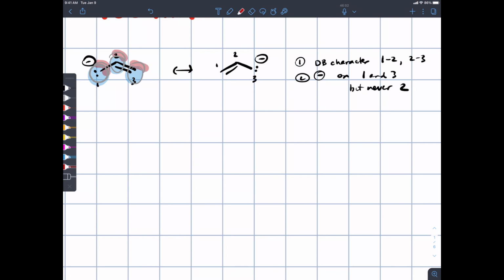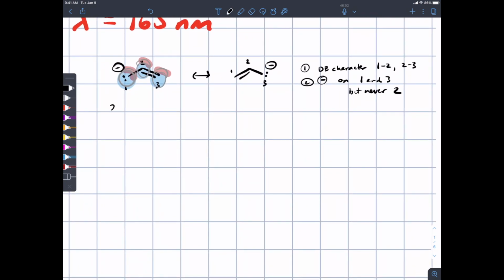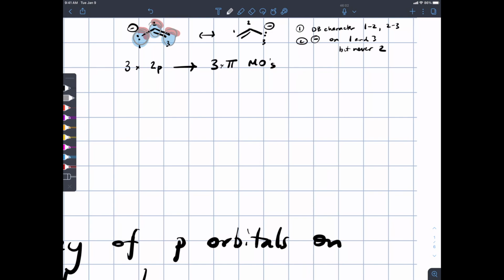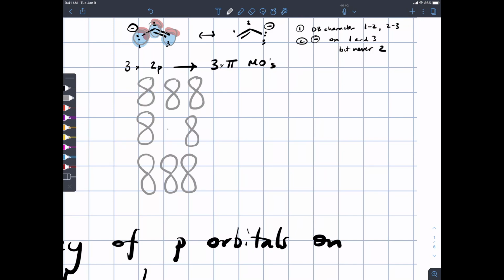Is that sounding vaguely familiar? Okay. And we talked about how you can take these three 2p atomic orbitals and mix them together to get three new pi molecular orbitals. And these are the kinds of things that I'm not going to ask you to be able to draw from memory, but I do expect you to be able to look at these orbitals and find the nodes and figure out their relative energy levels. The three orbitals we get from this picture look like this.